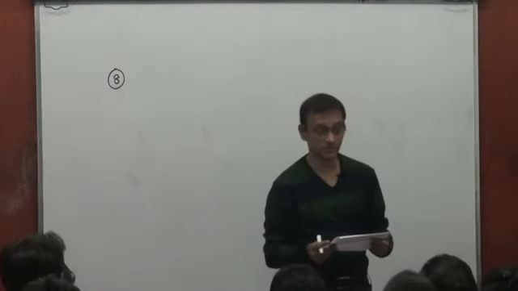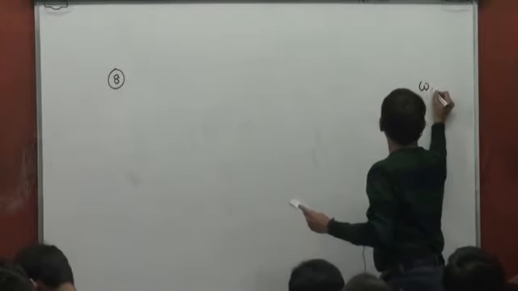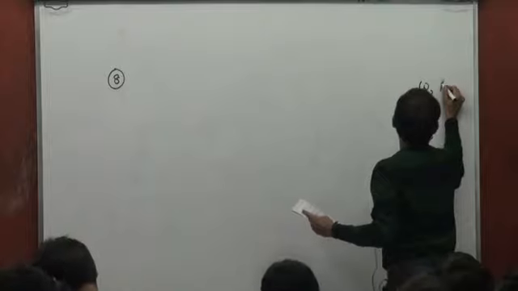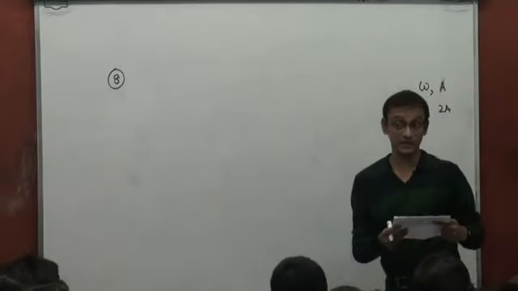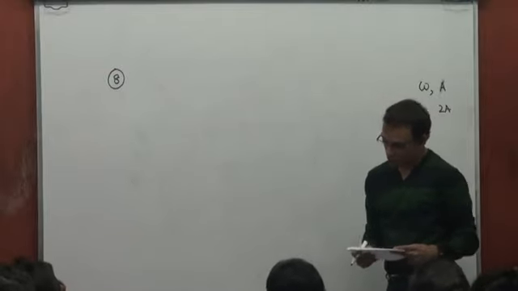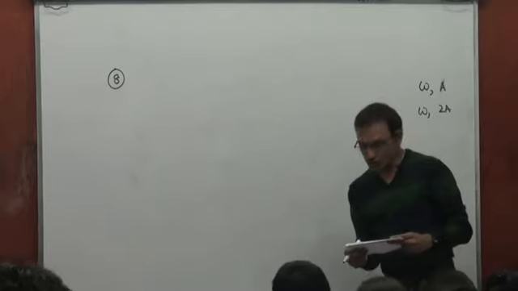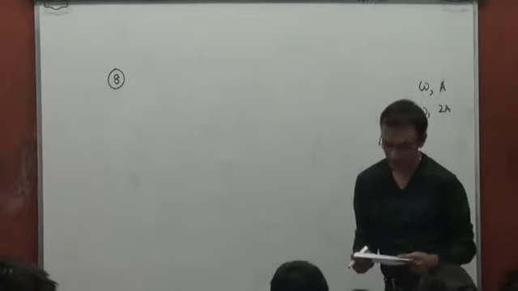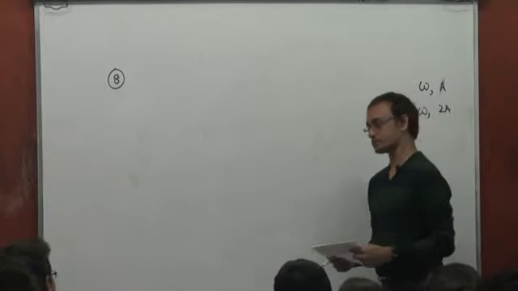Two particles executing SHM with the same omega, but with amplitudes A and 2A, on the same straight line with the same mean position, cross each other in opposite directions at x equal to A by 3 from the mean position. Find their phase difference. Okay.